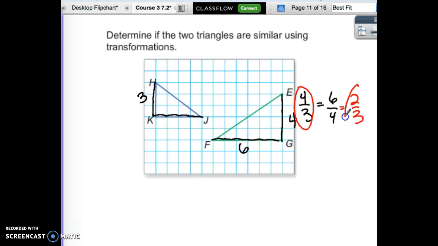Does 4/3 equal 3/2? No. So these are not equal, so those are not similar triangles. So there's no transformation that occurred to make them similar because they're not similar. So even though this looks like it was reflected, the dilation was not consistent, so they're not the same.